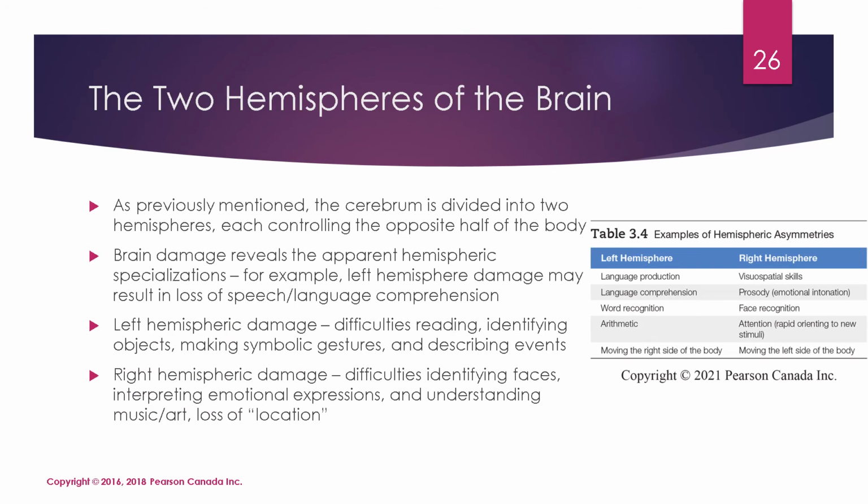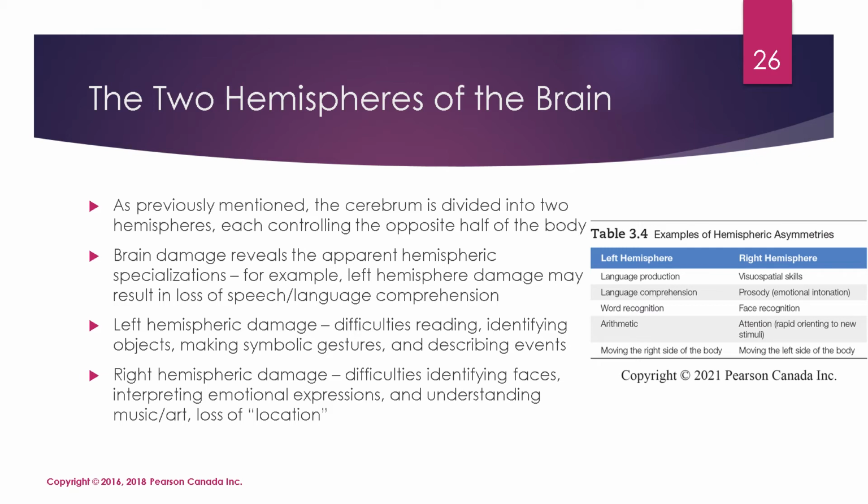As previously mentioned, the cerebrum is divided into 2 hemispheres. Each controls the opposite half of the body. Brain damage reveals what we would see as an apparent hemispheric specialization. For example, the left hemisphere is typically implicated in language. Like we said, the Wernicke and Broca's areas are both in the left hemisphere. And so left hemispheric damage may result in loss of speech or language comprehension.